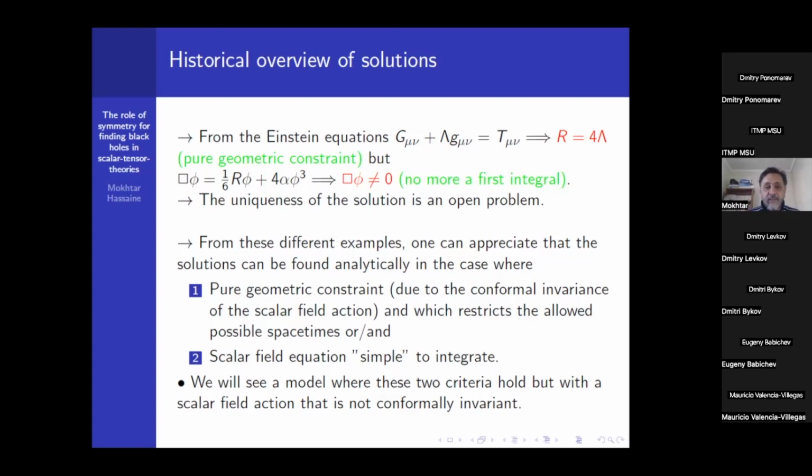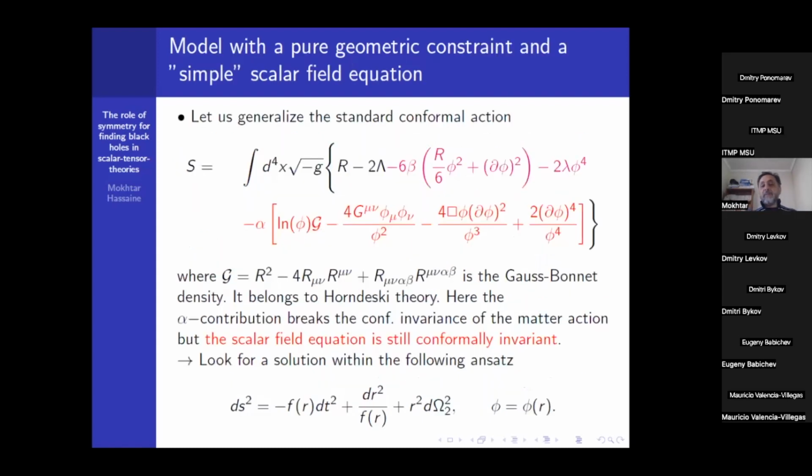So in what follows, I will present to you a model where these two criteria hold, but the scalar field action is not conformally invariant, and we still have a purely geometric constraint. Let me first present the model, and then I will explain why these terms occur.